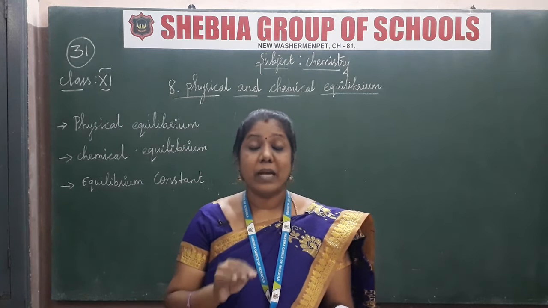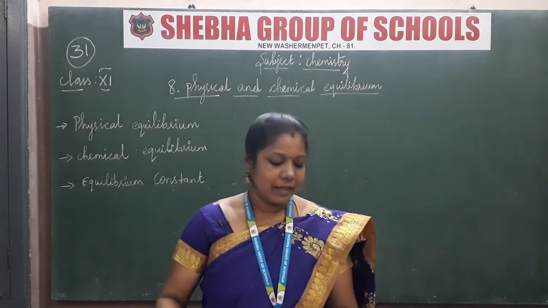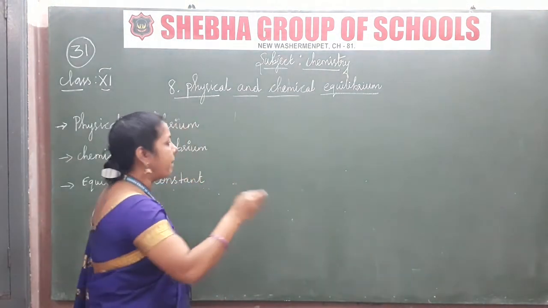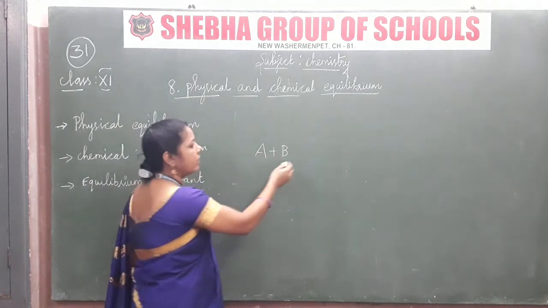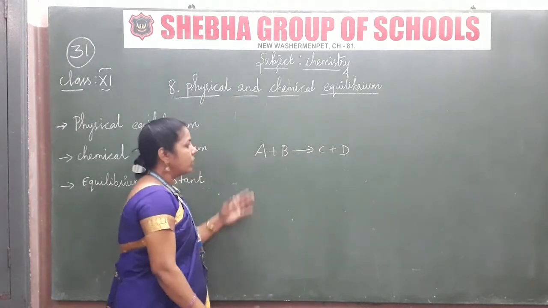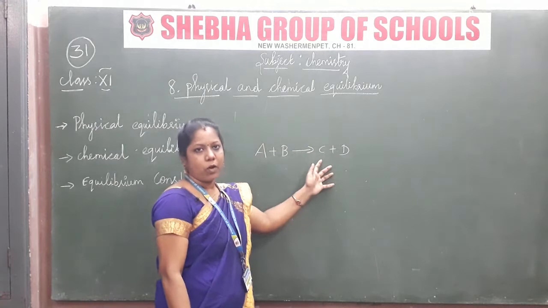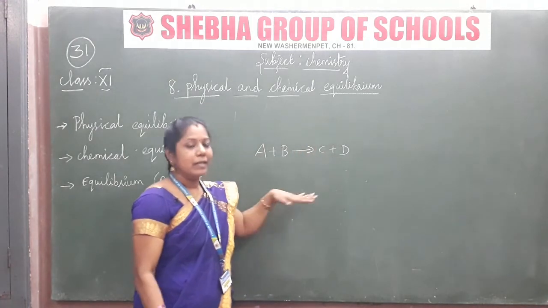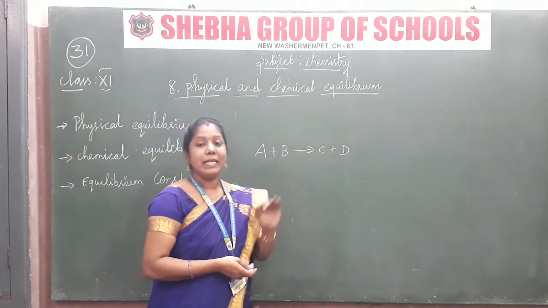Now, the chemical states. Chemical states are simple equations in which reactants give products. For example, A plus B is the reactant, and we get C plus D, the product. There is an equal amount of atoms and molecules, but we get new products, while the molecule count is the same. That is called chemical equilibrium.